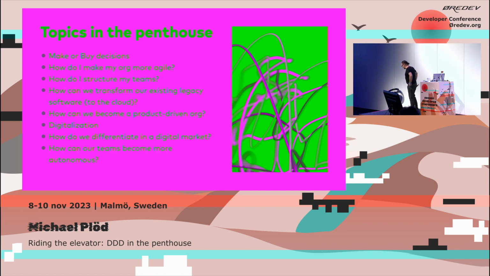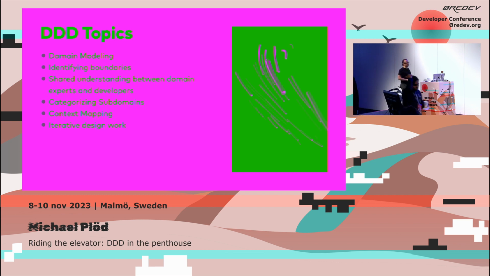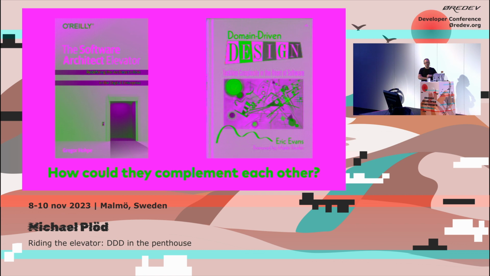And now the thing is, for this talk, what can we contribute to those topics, to these discussions, from the domain-driven design world? Now, the typical domain-driven design topics are stuff like domain modeling, identifying boundaries, shared understanding between domain experts and developers, categorizing of subdomains, context mapping, iterative design work. Now, how could these two things complement each other? What's in there for you?